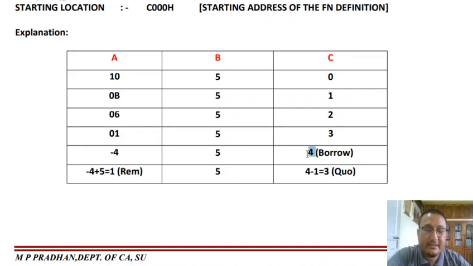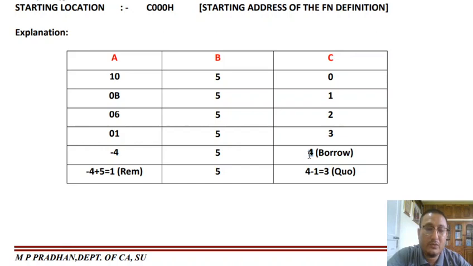flag will be set. As I said in the previous class, in case of subtraction, if the value cannot be accommodated, borrow flag will be set. And in case of addition, if the value expands, then carry flag will be set. But in case of 8085, the same flag represents borrow as well as carry: borrow in case of subtraction and carry in case of addition. Now the value of A has become -4, and the value of C has become 4.